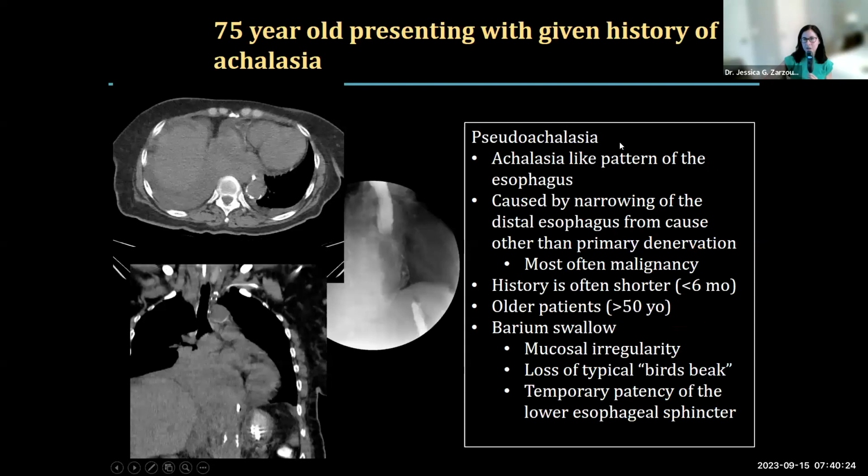So it's an achalasia-like pattern of the esophagus, but it's caused by narrowing of the distal esophagus from a cause other than achalasia. And most commonly, this is a malignant stricture. The history in these patients is often shorter. The symptoms of dysphagia are shorter, and it typically occurs more commonly in older patients. And so it's just a caution not to get too sidetracked by the indication given, and to be thinking of all possible causes, particularly in the older population when they're having impaired esophageal emptying.